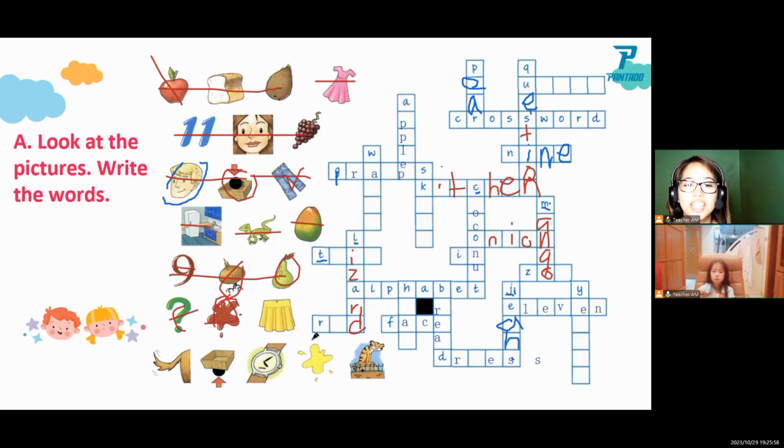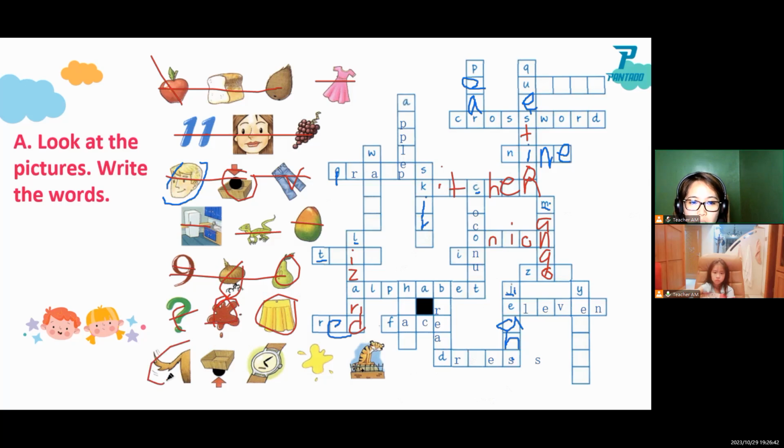Okay, now what color is this? Red. Now please write red, dear. R. Re. E. Red, R-E-D, very good. Now, what's this? It's a skirt. Okay, now you write here, S-K-I-R-T, skirt.